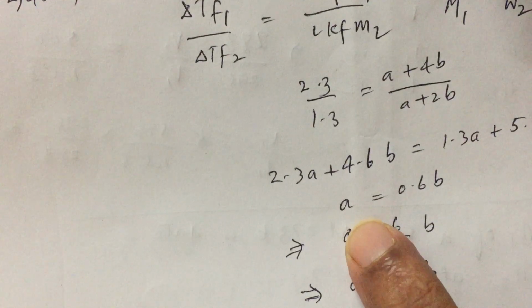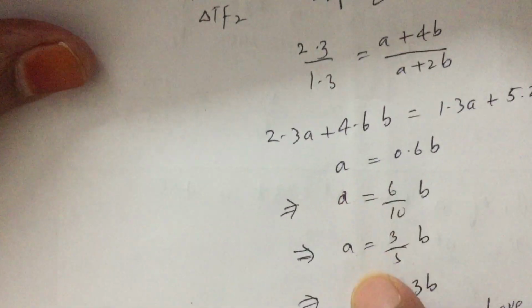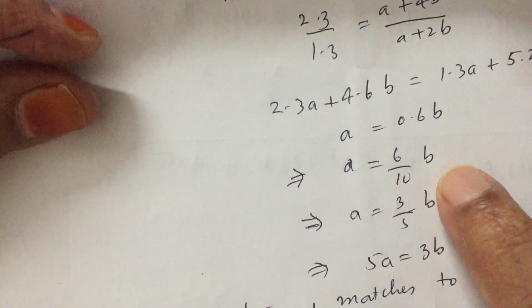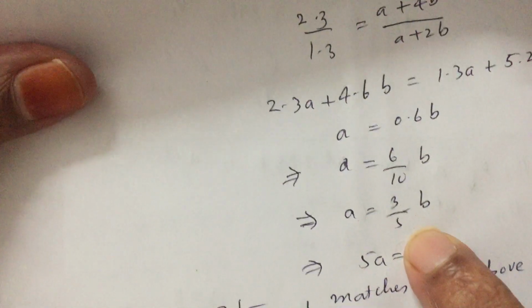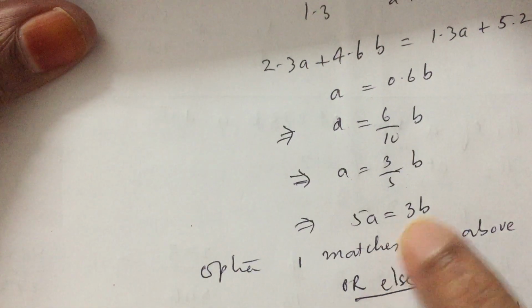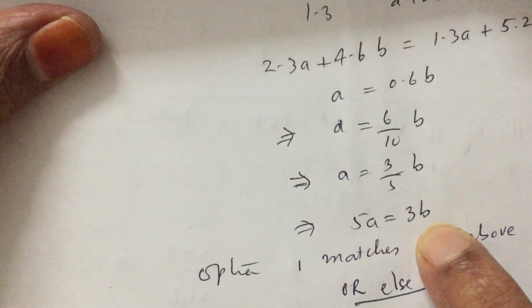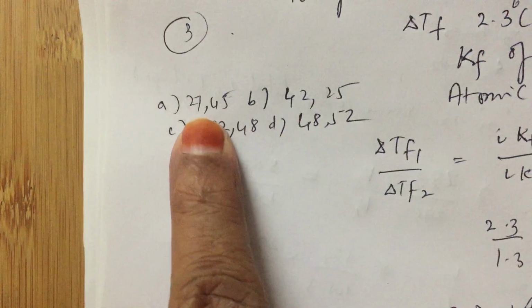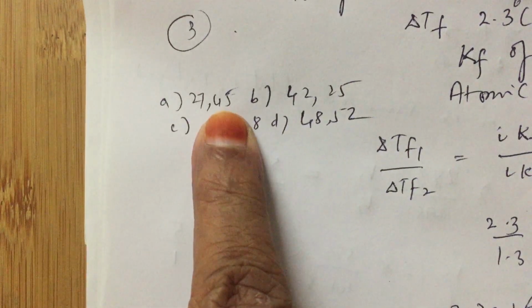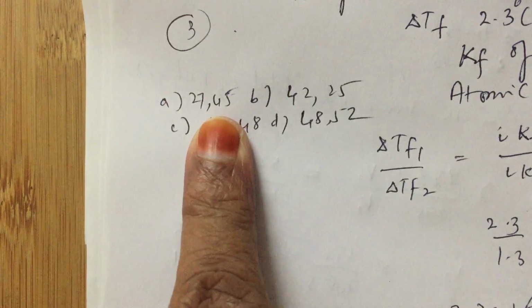From this I can infer A is equal to 0.6B. Obviously, A is equal to 6 by 10 B, or A is equal to 3 by 5 B. Then I am getting 5A is equal to 3B. Now, look at the options, in which atomic weight of A into 5 is equal to atomic weight of B into 3: option A.